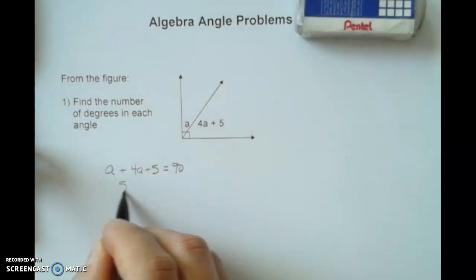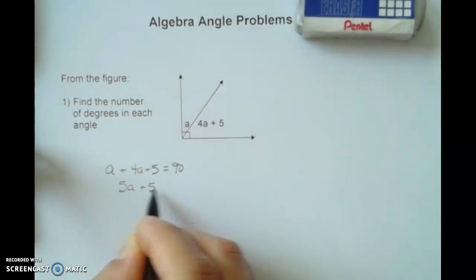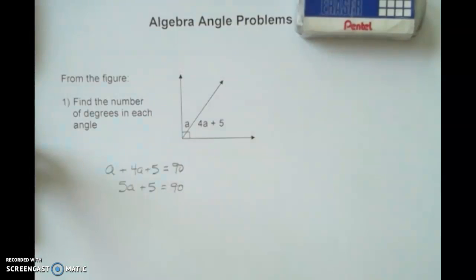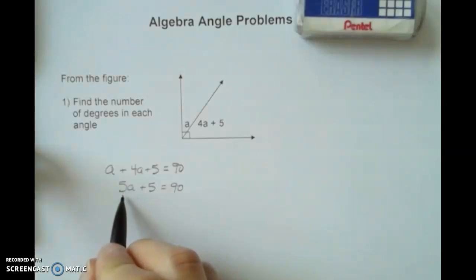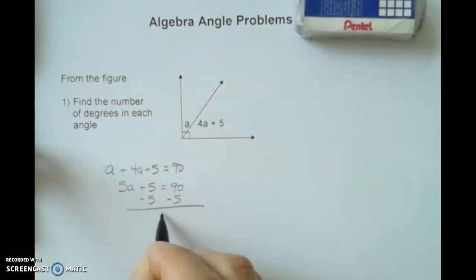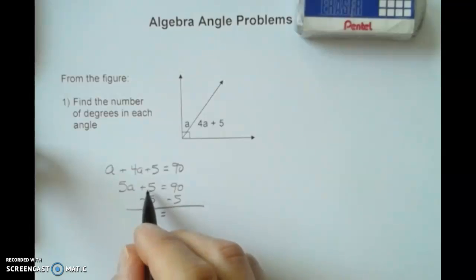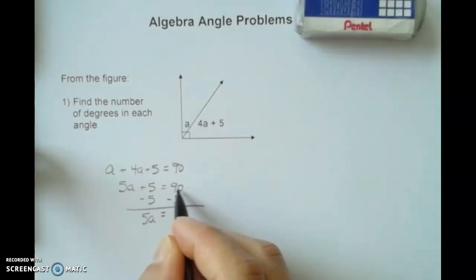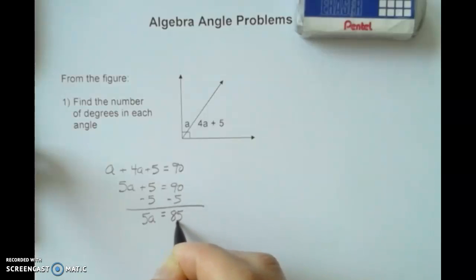That creates 5A plus 5 equals 90. And now this is just a simple, straightforward two-step equation. I'm going to get 5A alone by subtracting 5 from each side. On the left side of the equal sign, 5 minus 5 is 0, leaving us with 5A. On the right, 90 minus 5 is 85.